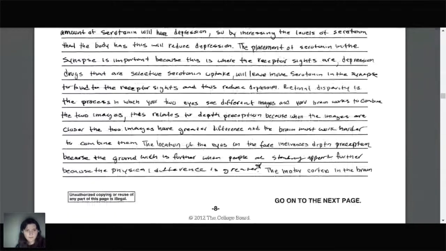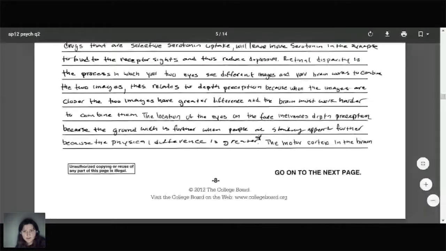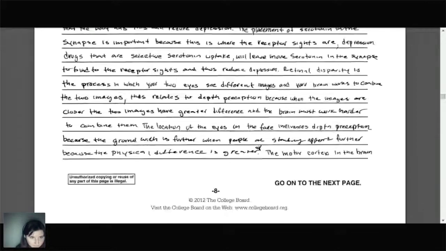But overall, this was a decent response, as you can see before. Last line, serotonin in the synapse to the receptor sites and thus reduce depression. And then we go right into retinal disparity. No transition, no fluff, keeping it short and simple. The next part of the response.